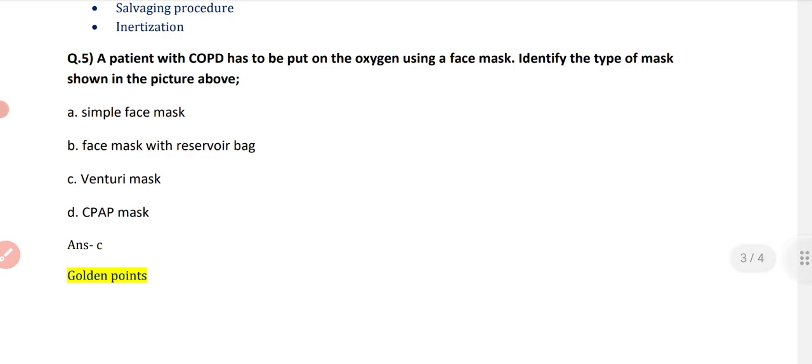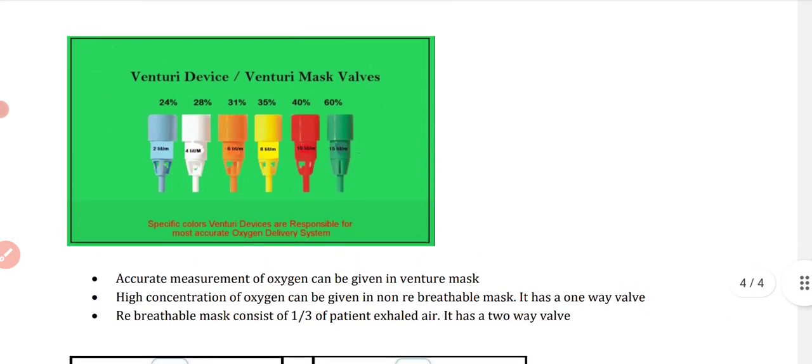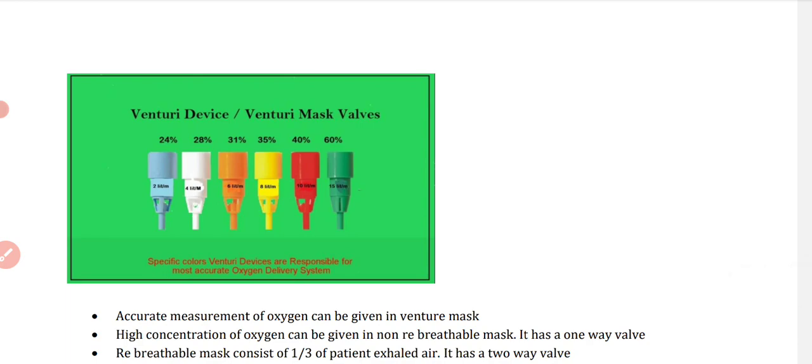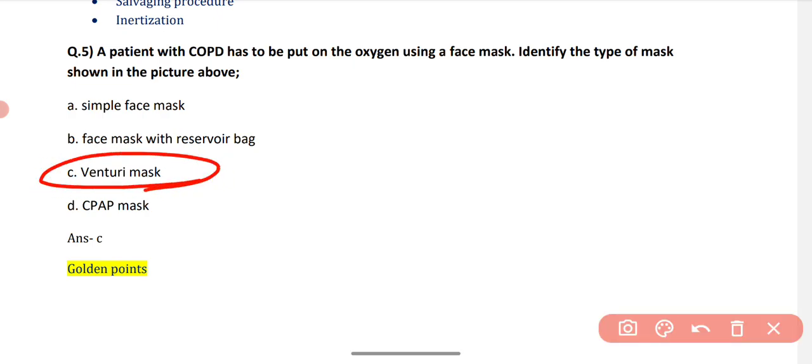And the next one is question number 5. A patient with COPD has to be put on oxygen using a face mask. Identify the type of mask shown in the picture above. Okay, see here they have shown the picture of a Venturi mask. I forgot to add that. So here the right answer is option C, that is Venturi mask.